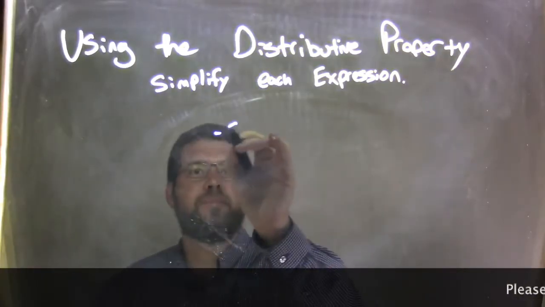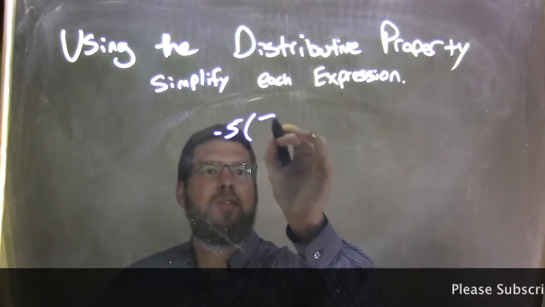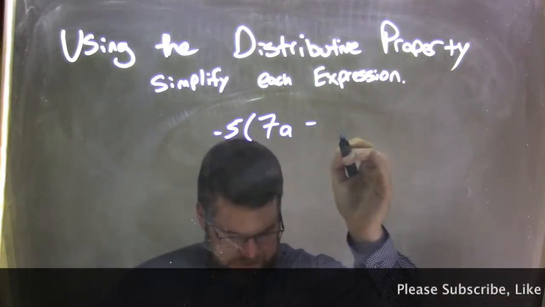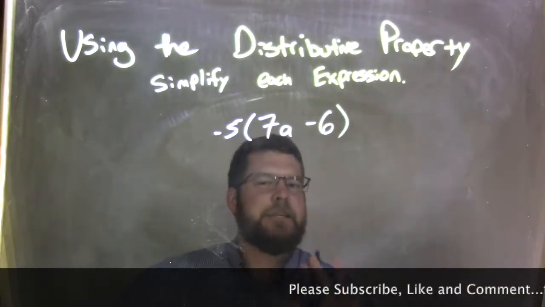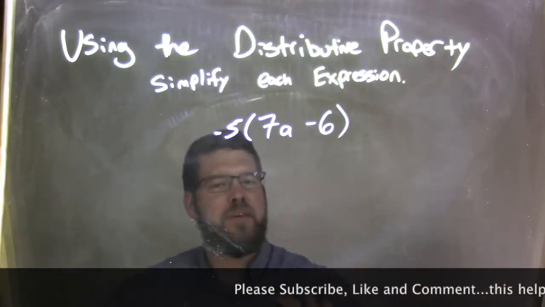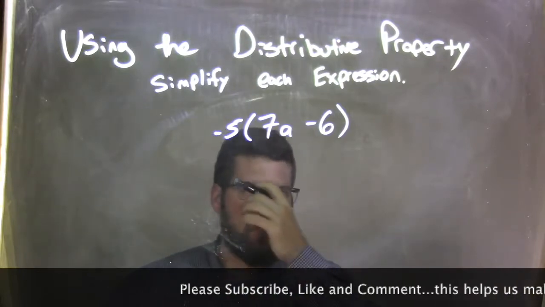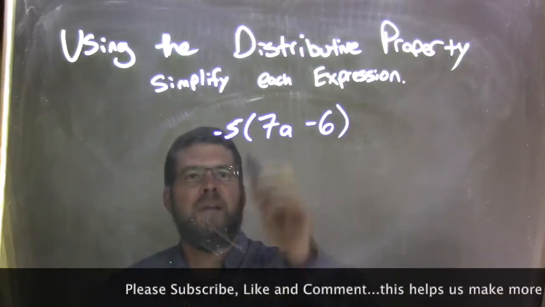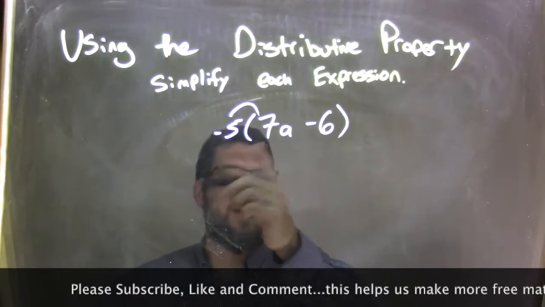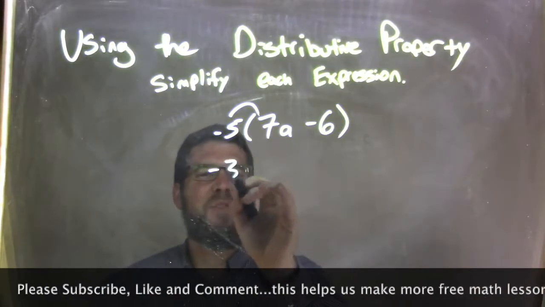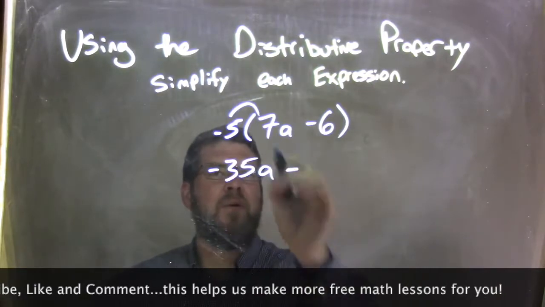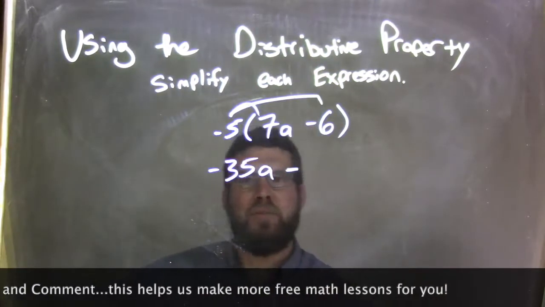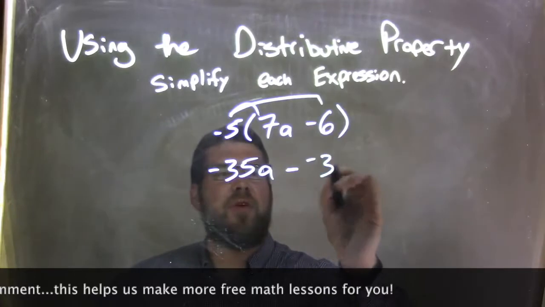Negative 5 times 7a minus 6. Well, 7a minus 6, not like terms. They're in parentheses, but they're not like terms. Cannot combine them. So I have the multiplication on the outside. Well, negative 5 times 7a is a negative 35a. The subtraction sign comes down now. Now we distribute the negative 5 times 6, which is a negative 30.